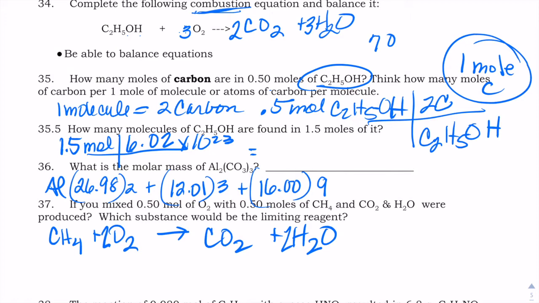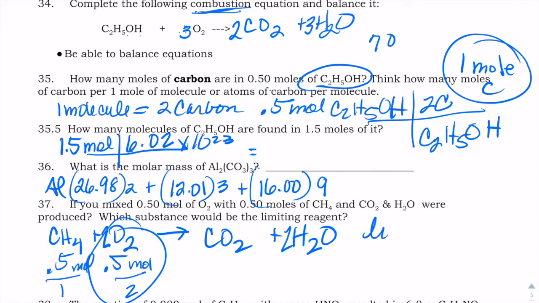All right, we have a 1/2 mole of oxygen and a 1/2 mole of methane. Now, in class, I taught you a cheat way to do this. Divide by the coefficient. If we do that, obviously oxygen has less. So oxygen would be the limiting reagent.